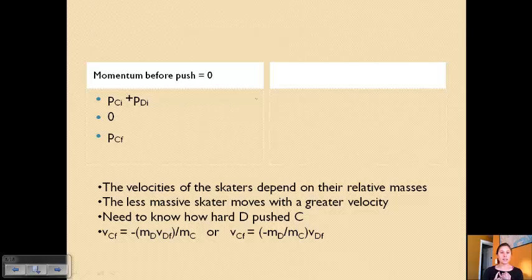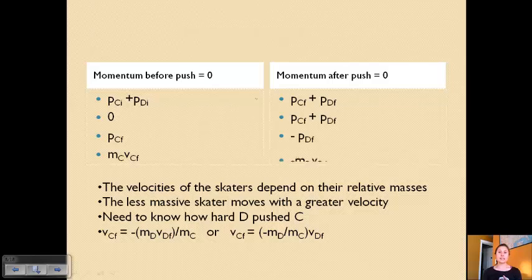And we can also look at the final as being momentum of object C final equaling the mass of object C times the velocity of object C final. And let's say we want to know some information about that. So we want to know what is the final velocity of object C. Well, after the push, since before one skater pushed the other from behind, they were both not moving, the momentum initial was 0. Well, that means that the momentum final, or after the collision, must also be 0.